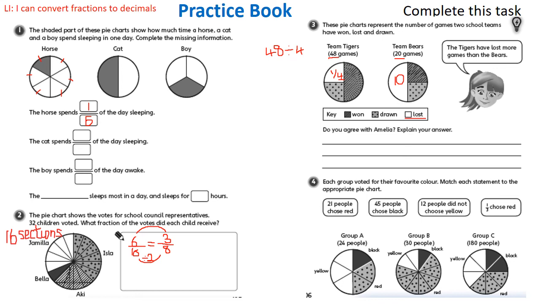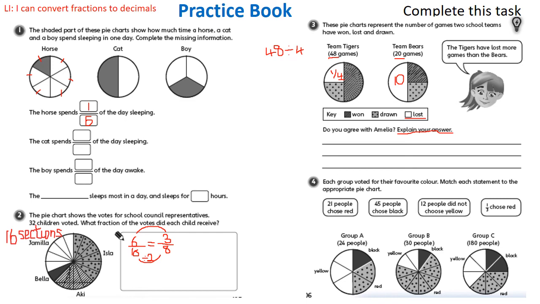So do you agree with Amelia? Don't just write yes or no. What you need to do is this bit here. Explain your answer. And again, if you get stuck, replay what I've just said, and that will help you and tell you what to write. Let's have a look at question 4. Each group voted for their favourite colour. Match each statement to the correct pie chart.